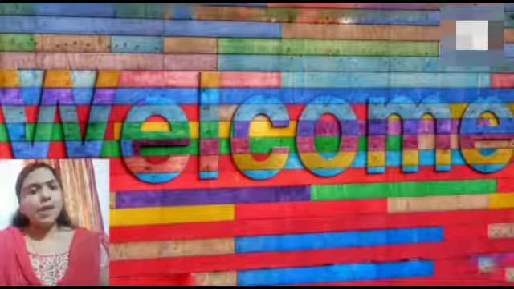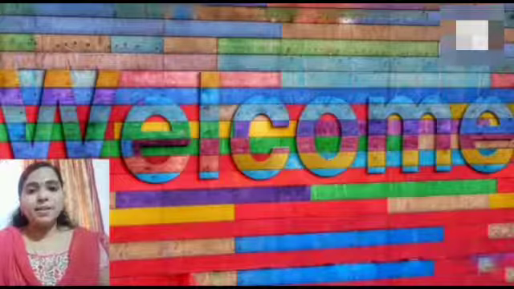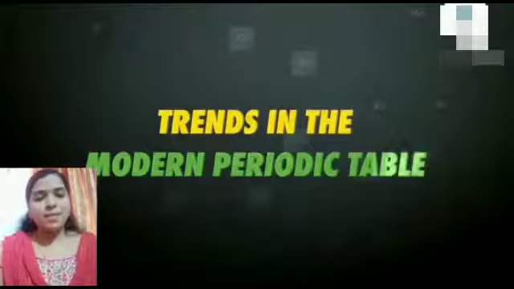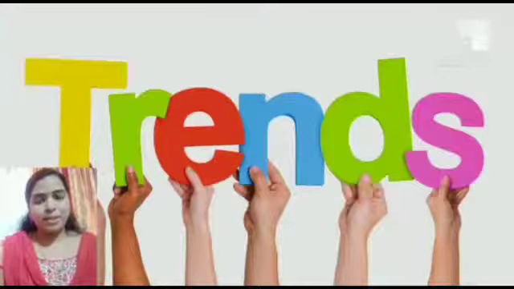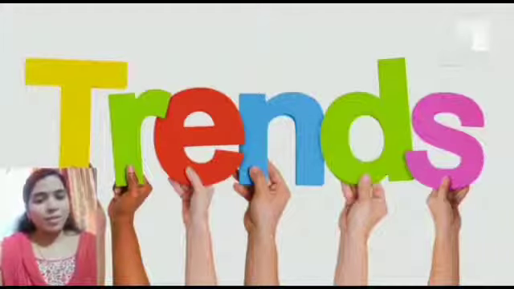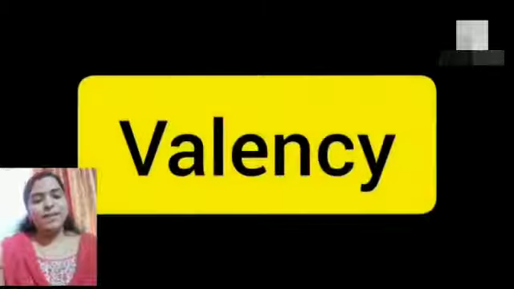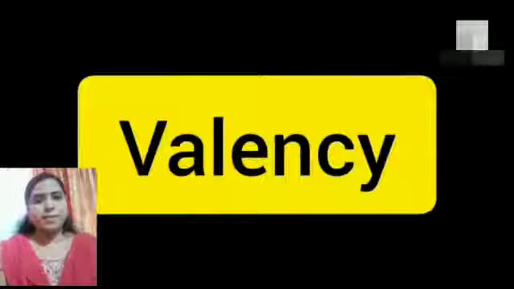In this module, we are going to learn about trends in the modern periodic table. Elements show some changes in their properties in the periodic table. These are called trends. Trends are measured in two ways, down a group and across a period. Let us study it one by one.